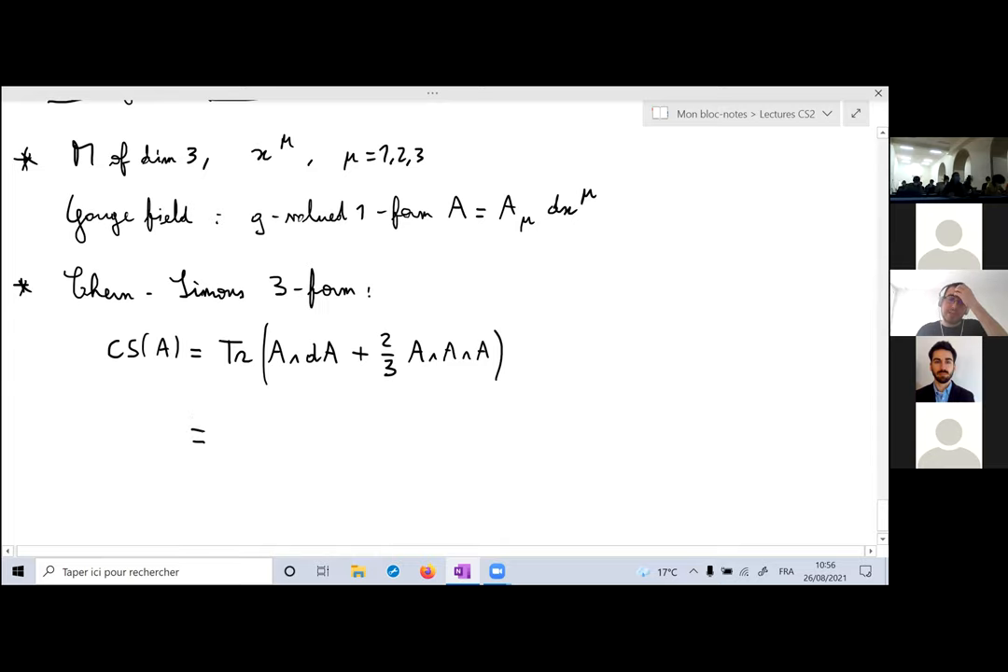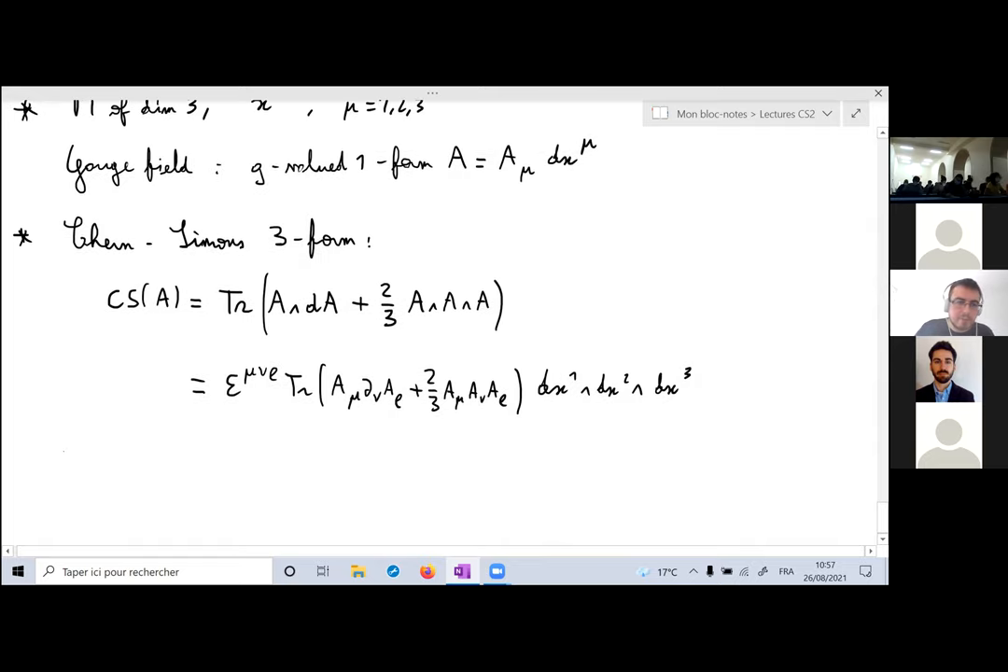Now, to explain a little bit what this looks like, if we go back to components: because this is a three-form in a three-dimensional manifold, all the three-forms are proportional to only one thing, which is dx1 wedge dx2 wedge dx3, because every other possibility of permuting the dx, I can bring back to this form with some signs. And in front of it, the trace of this term gives me A mu d nu A rho, and this other term gives me 2/3 of A mu A nu A rho. Because I have a differential form, I need to skew-symmetrize everything, so that's why I have the Levi-Civita tensor, which is completely skew-symmetric in mu nu rho, contracting.